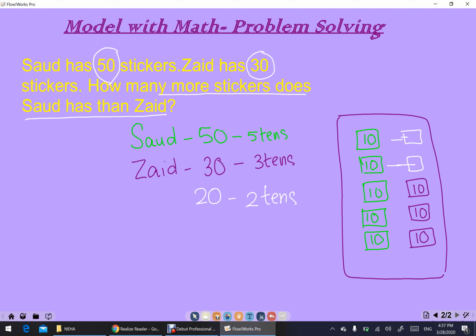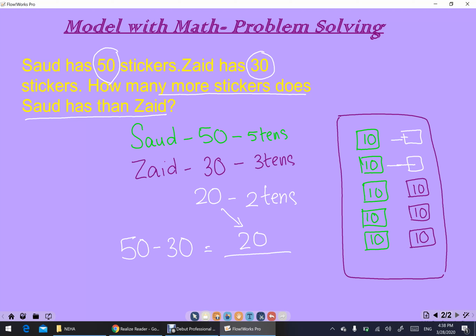So now we can make the equation over here: 50 minus 30 equals... tell me, 50 minus 30 equals 20. You understand how I did it? I first draw a picture for my problem and then I solve it.